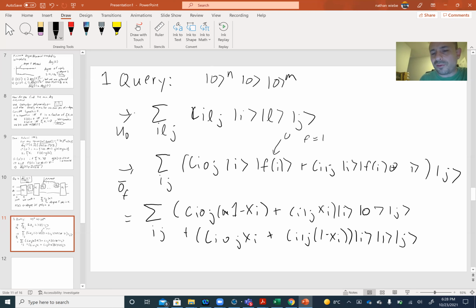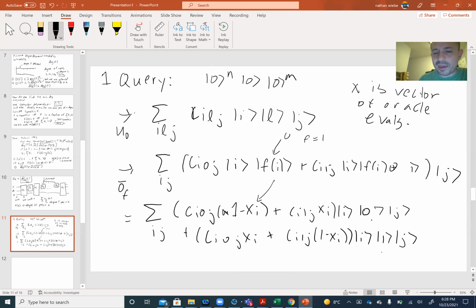Either f of i is 0 or it's 1. We've broken it up into those cases. Now if f of i is 0, then f of i, using our other notation, is equal to xi, because x is the vector of oracle evaluations. So f of i is xi.